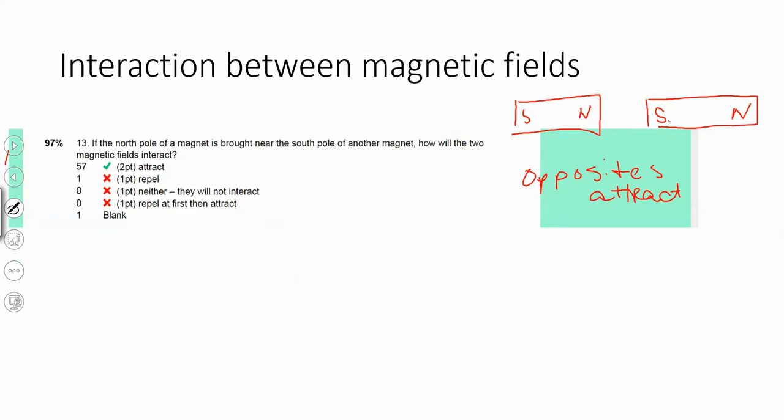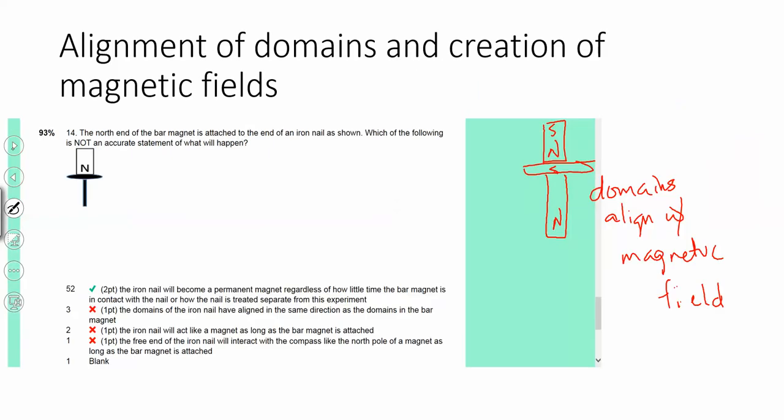All right, if a north pole of a magnet is brought near a south pole of another magnet, how will the two interact? Opposite magnetic poles attract. Like magnetic poles repel. It's the same type of thing as opposite electrical charges attract and like electrical charges repel. So that's a similarity between the two. And you should expect on the test to be able to compare and contrast electric and magnetic fields.